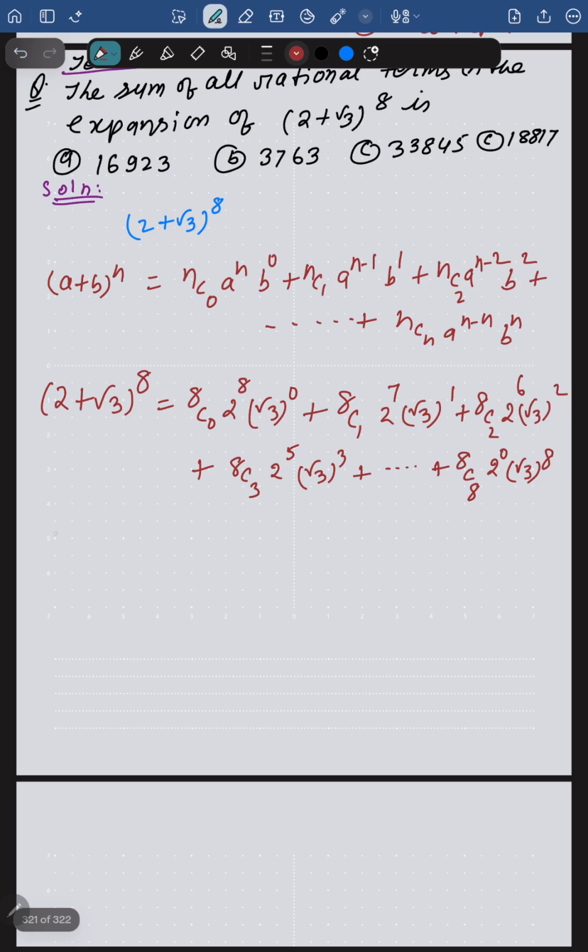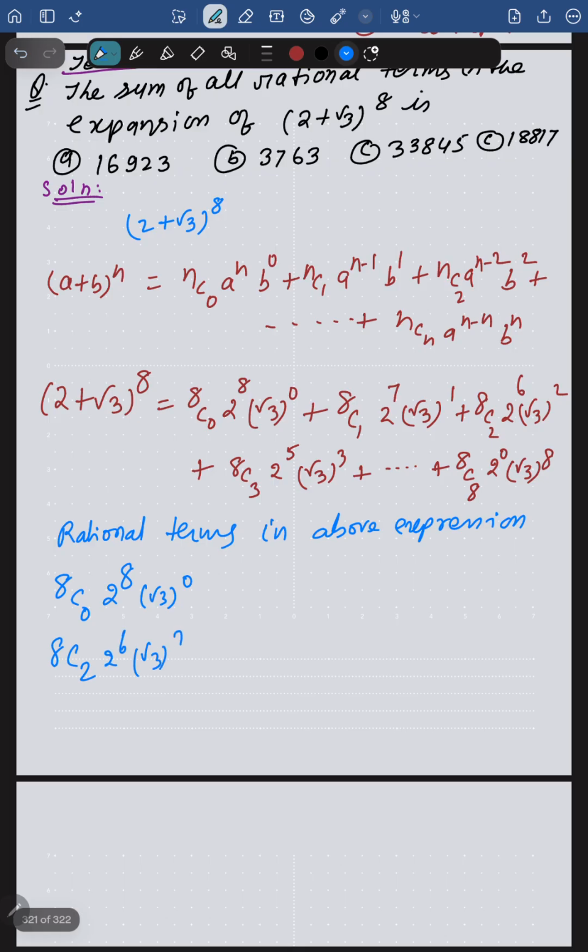So rational terms in the above expression will be: number 1, 8C0 2^8 (√3)^0; number 2, 8C2 2^6 (√3)^2; 8C4 2^4 (√3)^4; 8C6 2^2 (√3)^6, isn't it? 8C8 2^0 (√3)^8.